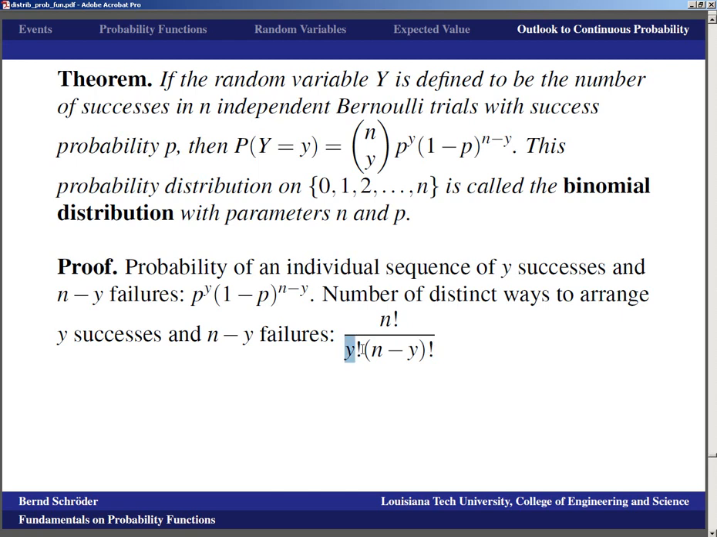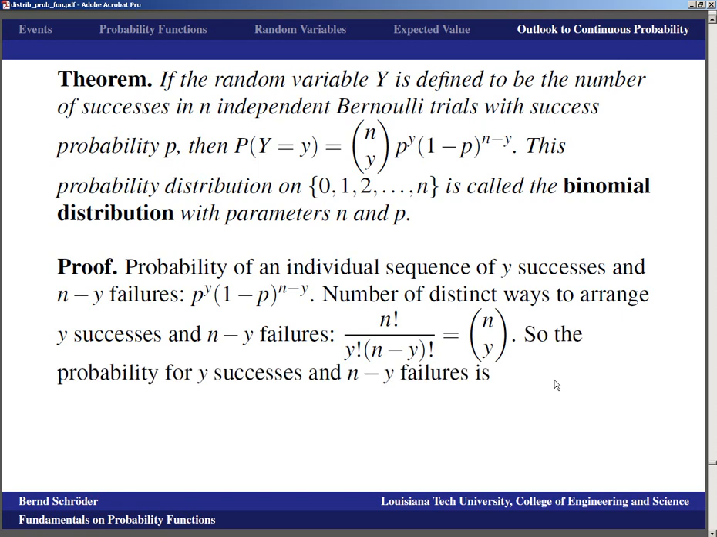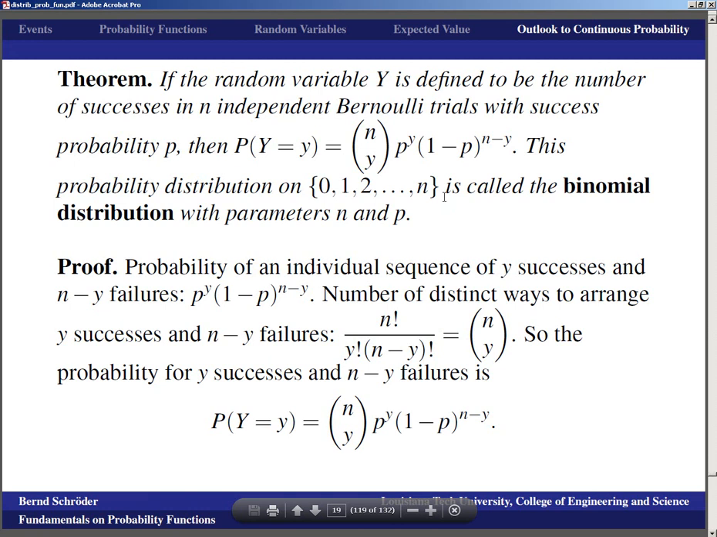And we have to divide by y factorial because these y successes that we have are not distinguishable from each other. Each one of them is the same type of experiment, so the order in which we fill these slots doesn't matter, so we have to divide out an additional y factorial here. And so that means this is n choose y. And so the probability for y successes and n minus y failures is, because all of these things are additive, n choose y, because they're all distinct events, times the probabilities of the individual events, and that's what we've been saying here.